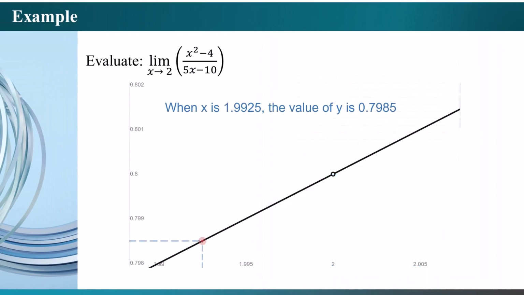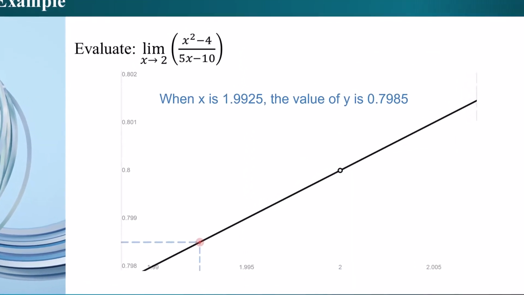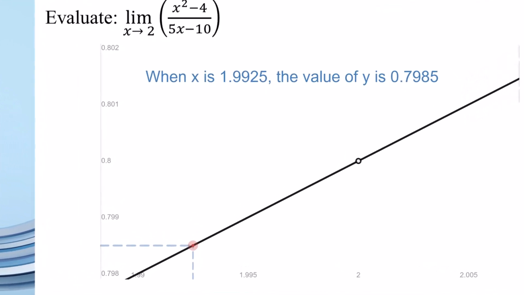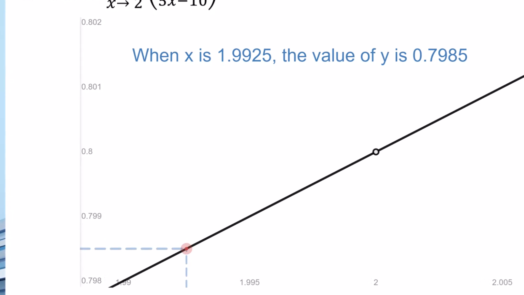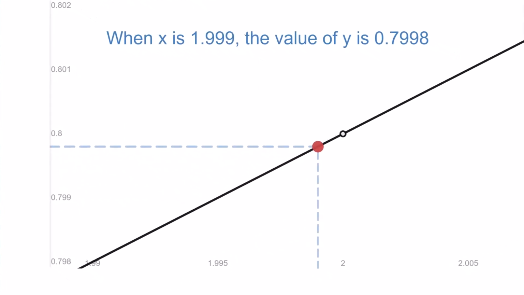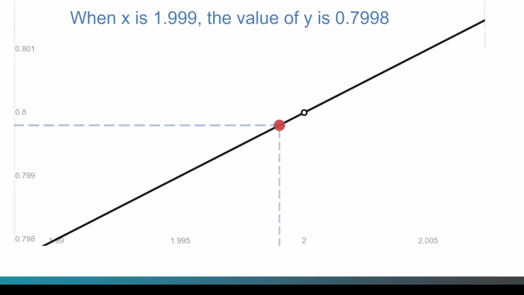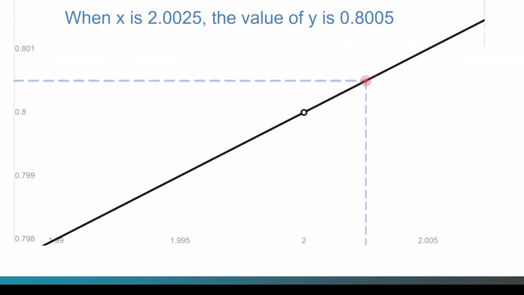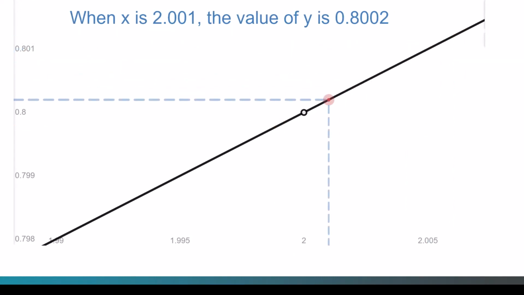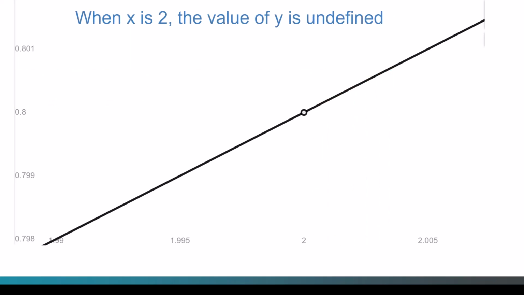Here we have the function x squared minus 4 over the quantity 5x minus 10 graphed. Now let's see what happens as x gets closer and closer to 2 coming from the left. So we're getting closer and closer, and we see that the y value here gets closer and closer to 0.8. Now let's see what happens when we go towards 2 coming from the right. Here we have values like 2.006, so we're getting closer and closer to 2, and the y value again is getting closer and closer to 0.8.